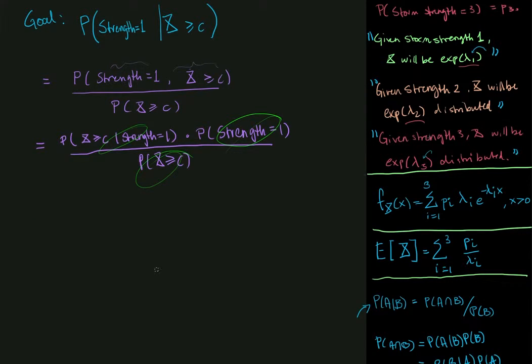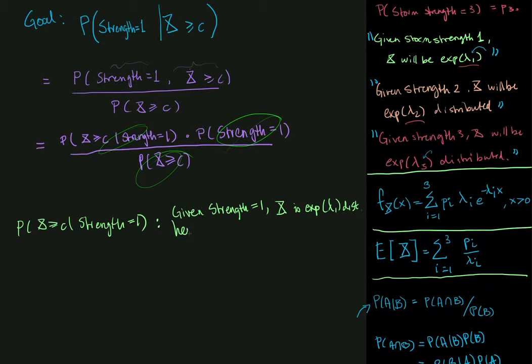So let's just take a look here. What do we want to calculate? There are two extra things we want to calculate. We want to calculate the probability that X is greater than or equal to C given the strength is equal to 1. So given that the strength is equal to 1, we know that X is how distributed? Well, given strength equals 1, we know that X is exponentially distributed with parameter lambda 1, right?